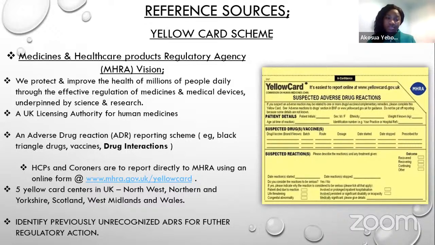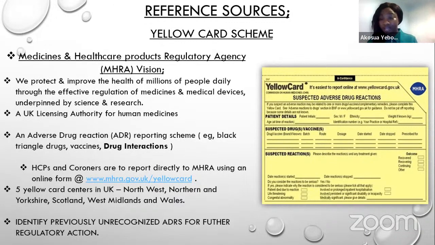The MHRA, the Medicines and Healthcare products Regulatory Agency, provides a website and has 5 centers in 5 regions in the UK. Some are in the North West, some in Northern and Yorkshire, Scotland, Wales, Northern Ireland, West Midlands and so on. At these centers you can literally get your yellow card sheet.